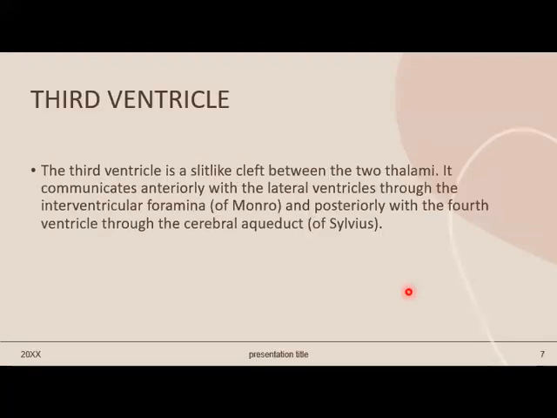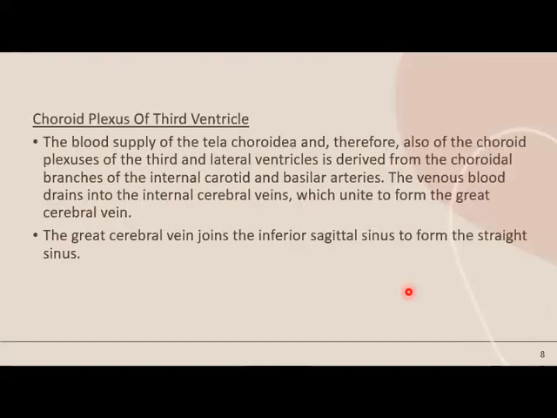The third ventricle is a slit-like cleft between the two thalami. It communicates anteriorly with the lateral ventricle through the interventricular foramen of Monroe, and posteriorly with the fourth ventricle through the cerebral aqueduct of Sylvius. The choroid plexus of the third ventricle, the blood supply of the tela choroidea, and therefore also the choroid plexus of the third and lateral ventricles, is derived from the choroidal branches of the internal carotid and the basilar arteries. The venous blood drains into the internal cerebral veins, which unite to form the great cerebral vein, and the great cerebral vein then joins the inferior sagittal sinus to form the straight sinus.